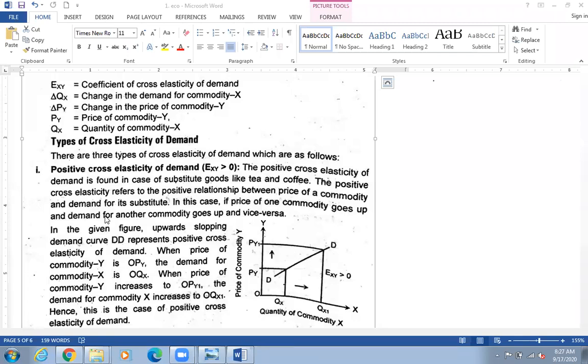the demand for its substitute. So if the price of one commodity goes up, the demand of another commodity goes up and vice versa. Okay, so la herau so yaad garau. So you are comparing between two items.